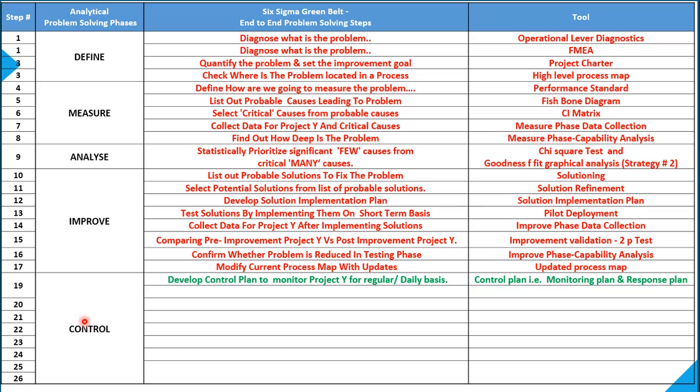In the control phase, we build the control plan, which we develop and pass on to operational teams, so that they can ensure that project-wise performance is within control, and the performance has sustained the improvement over a period of time. So how are we going to build or develop the control plan? Let's go to the next few slides and understand. Let's go to the next slide.